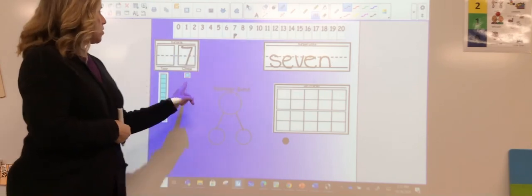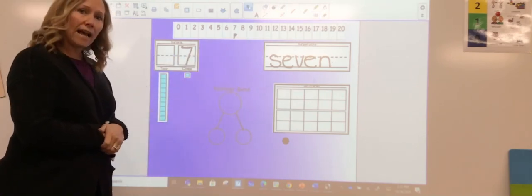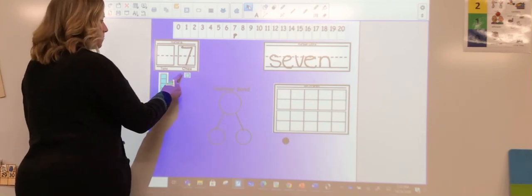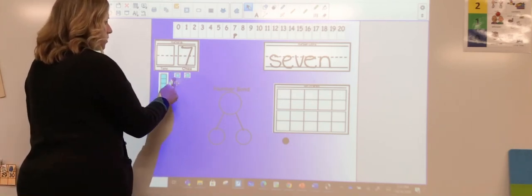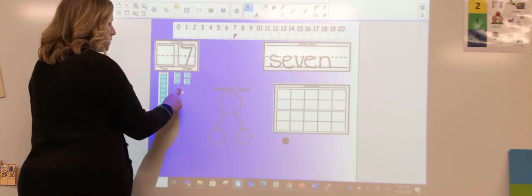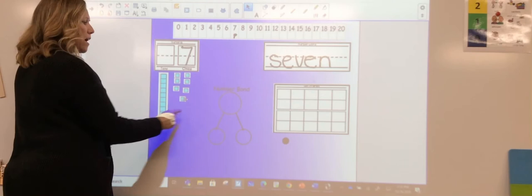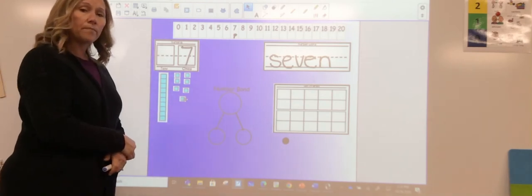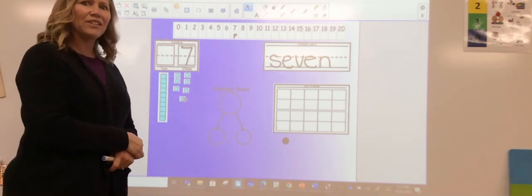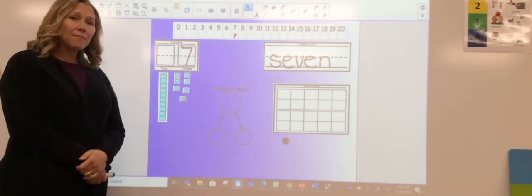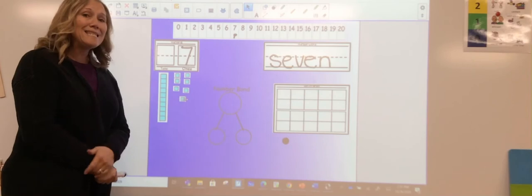Good job. So how many of these squares do we need to count? 7. Good. Let's count them. 1, 2, 3, 4, 5, 6, 7. So how many squares did we count? 7. Good job.